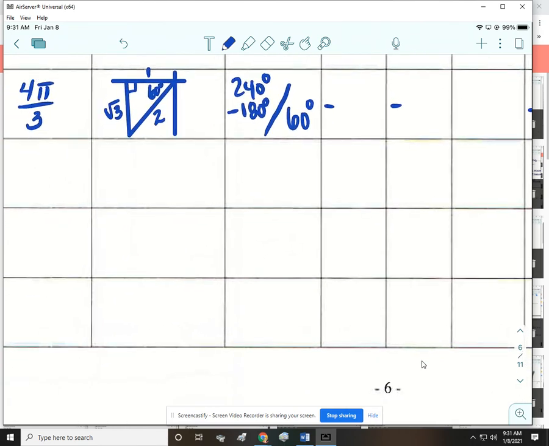All right, and then from there, we're just doing SOHCAHTOA using 60 degrees as theta. So when I find the sine of 60 degrees, I'm going to do the opposite over the hypotenuse. When I do the cosine of 60 degrees, we're going to do adjacent over the hypotenuse. And then for tangent, I'm going to do opposite over adjacent.